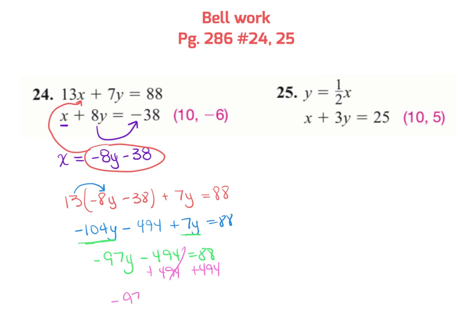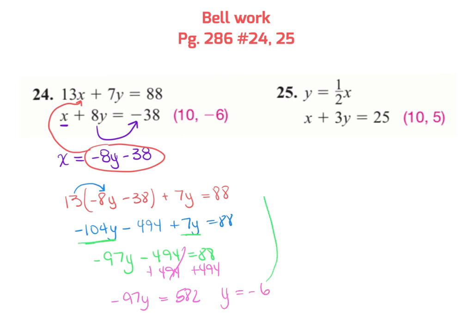Add that to both sides. You get negative 97y equals 582. I'm going to assume this goes in perfectly. Yep, that'll be 6, I assume. 6, 42, 54, yep. So y is going to equal negative 6.